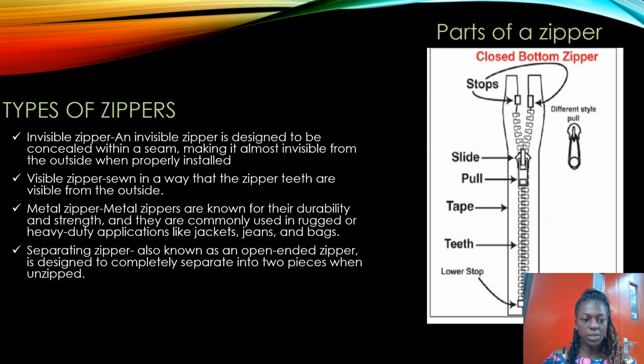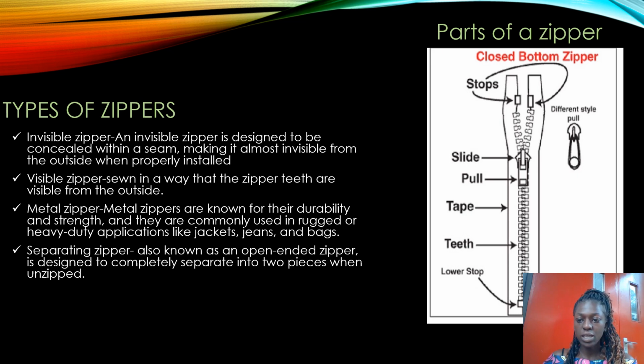There are parts of a zipper. I wanted you first to know there are three types of zippers: invisible, visible, and metal zippers. Those are common. Then the others, like separating zippers, are used mostly on bags.